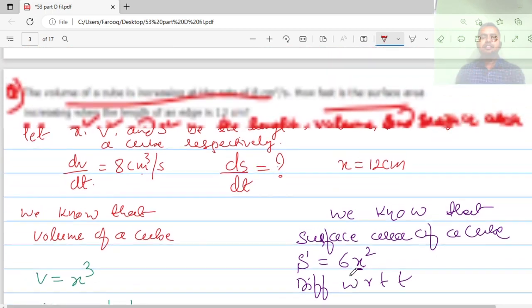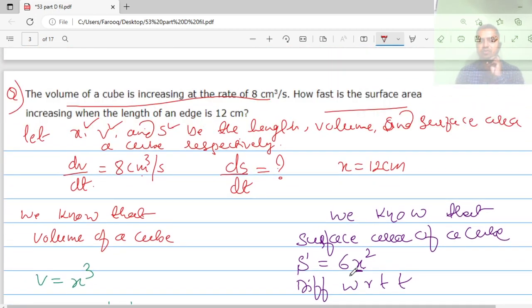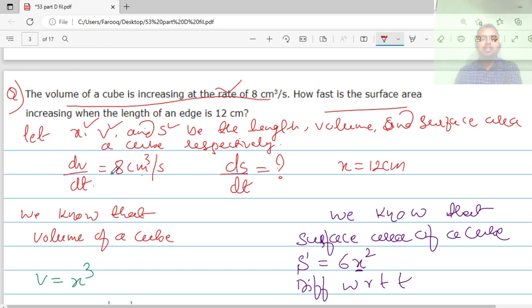Here once again, let x, v and s be the length, volume and surface area of the cube. The volume of the cube is decreasing at the rate dv by dt of 8 centimeter cube per second. We need the rate at which the surface area is increasing, ds by dt equal to question mark, when the length of an edge is x equal to 12 centimeter.